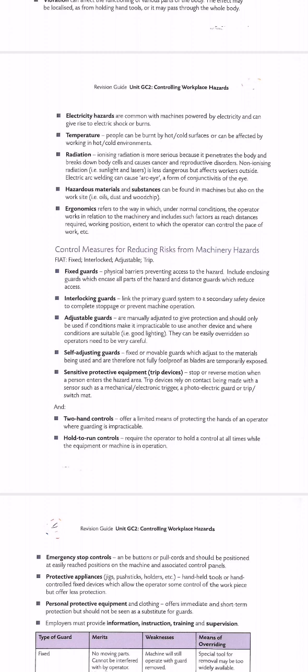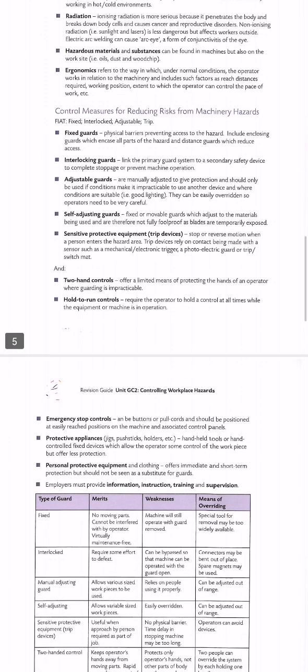Then also the hold-to-run control, right? It requires the operator to hold a control at all times while the equipment or machine is in operation. Then emergency stops also. This machine should also have emergency stops. Then you have to have protective appliances.